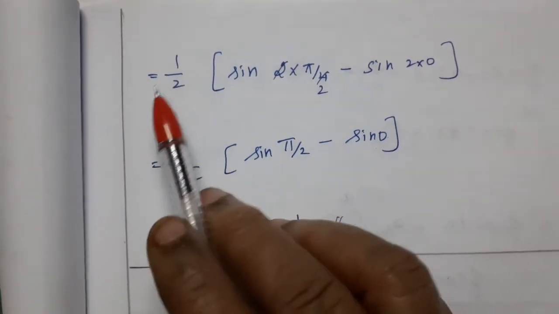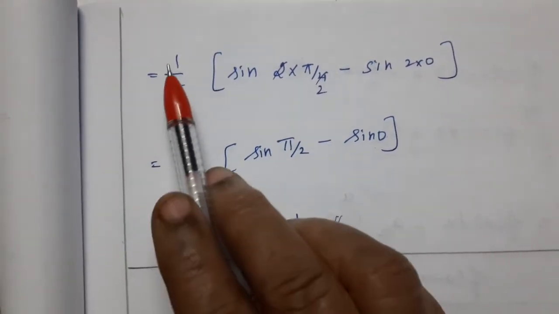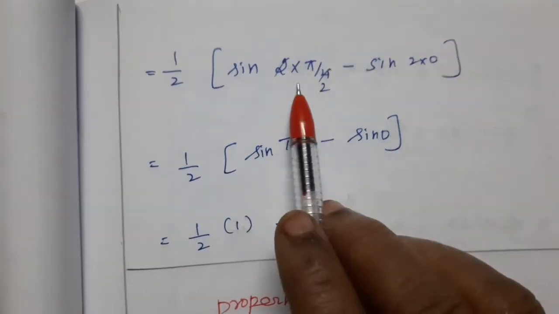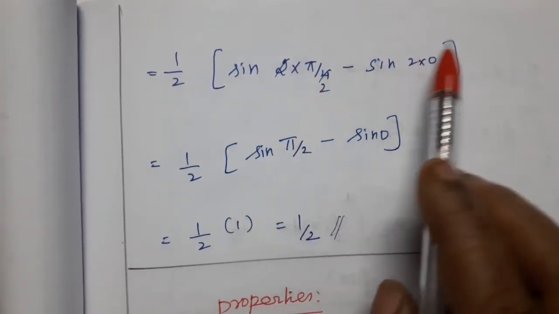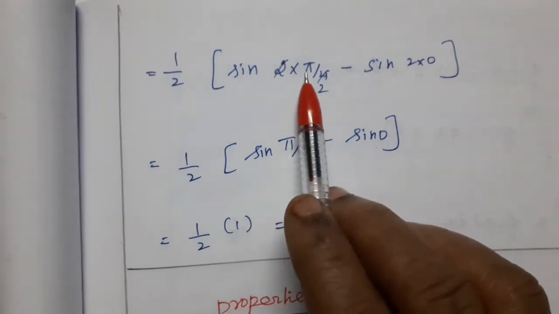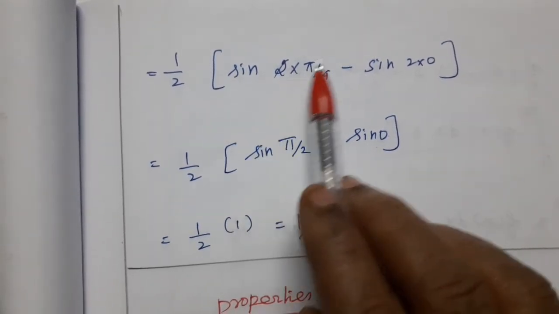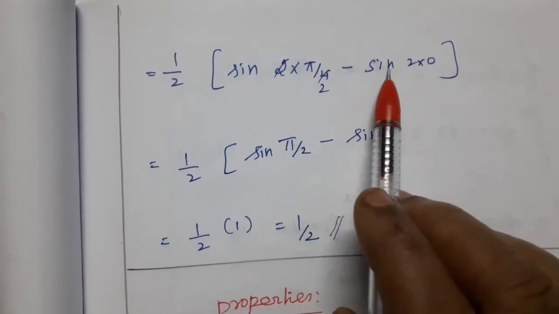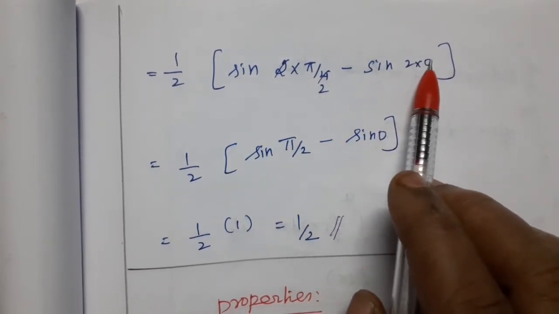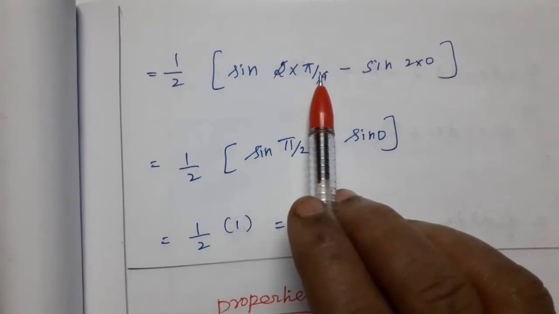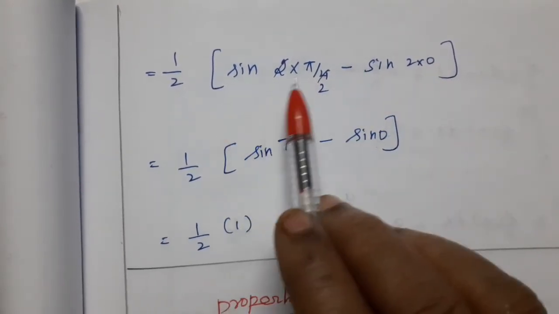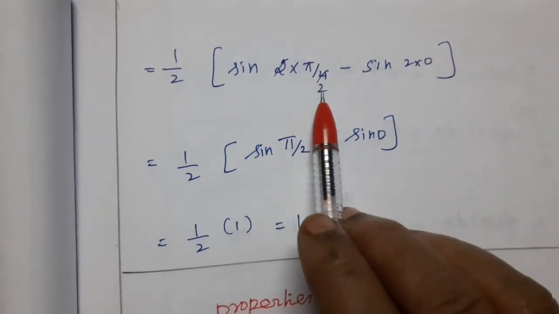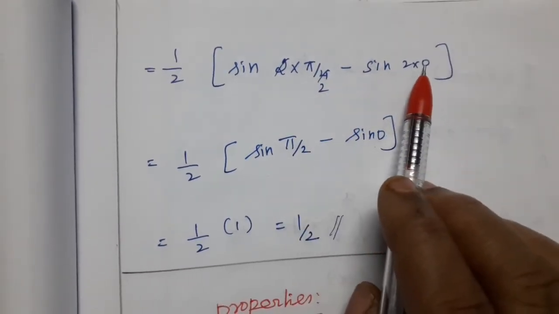Now take 1 by 2 outside. Sin 2 theta, apply the upper limit as well as the lower limit. Upper limit is pi by 4, lower limit is 0. So instead of theta, substitute the upper limit pi by 4, minus sin 2 theta with the lower limit substituted. First apply the upper limit as well as the lower limit, because the limit is 0 to pi by 4. So first you substitute pi by 4 instead of theta, again you substitute 0.